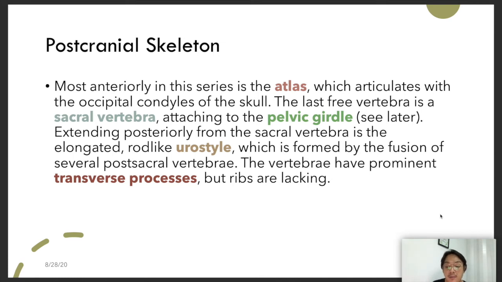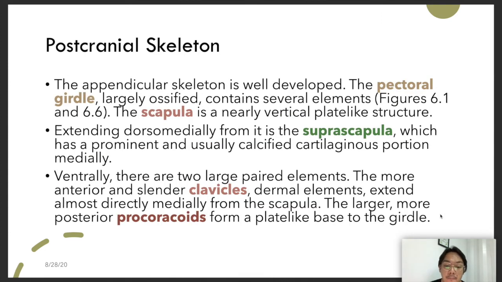The vertebra has prominent transverse processes, but the ribs are lacking, okay? They don't have a rib. So the appendicular skeleton is well developed. The pectoral girdle is largely ossified, contains several elements as shown in the figure.